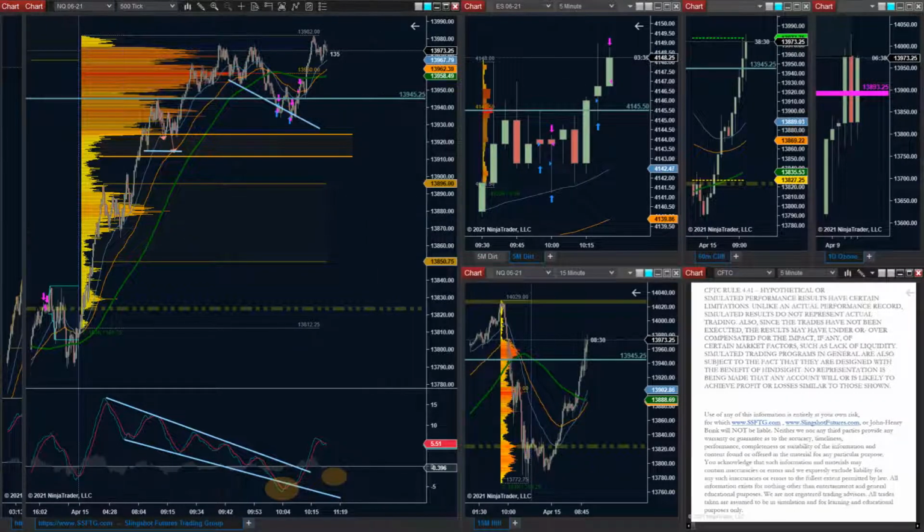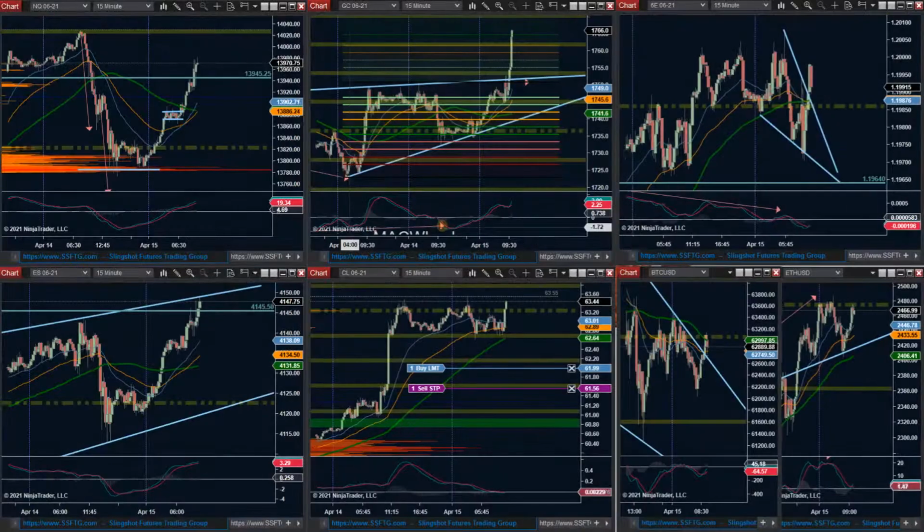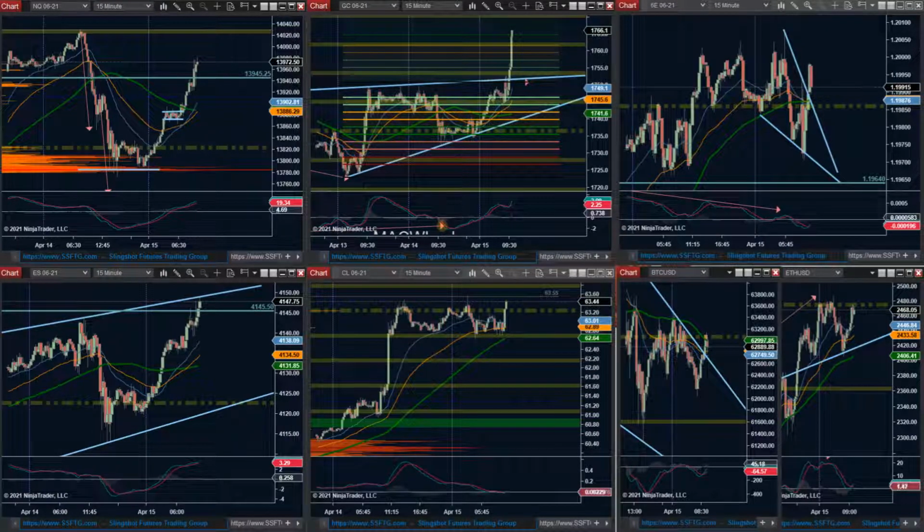Not really much else going on. I was looking at that crude oil swing, but I gotta say, I'm probably not going to get that pullback anymore. That's a bummer. All right. Well, I'm going to cancel the long on crude. That's just not going to happen.